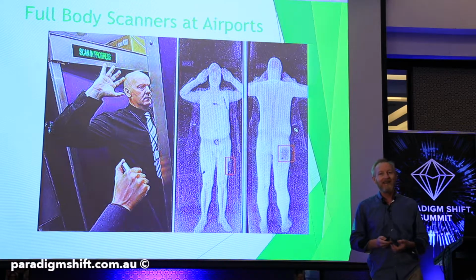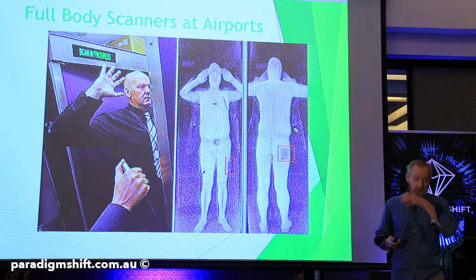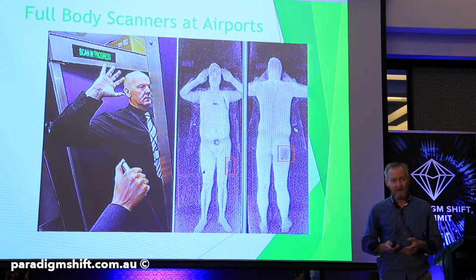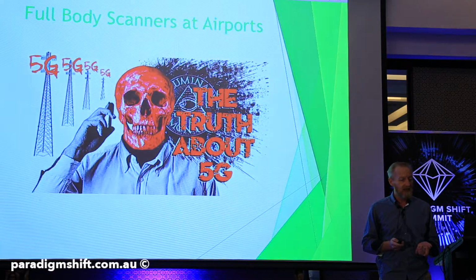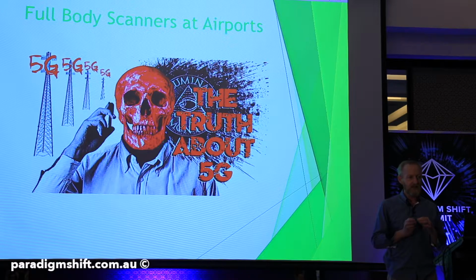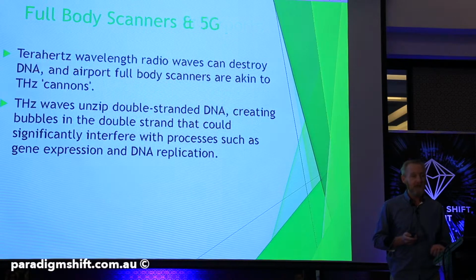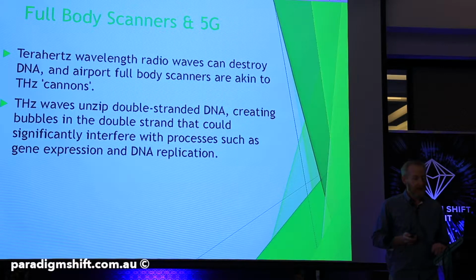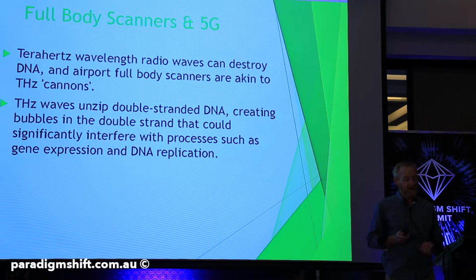I don't want to get bogged down with this, but the powers that be know about this stuff. So they want to close it down, they want to shut it down, they think they can. So they brought in these body scanners and 5G, which are basically designed to unzip your DNA. Let's face it, if you've got unzipped DNA, you can't trigger 12-strand DNA, you just can't. Sorry. Can you repair it? I don't know. It's anything that's terahertz wavelength, okay?